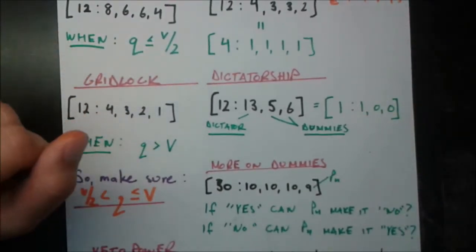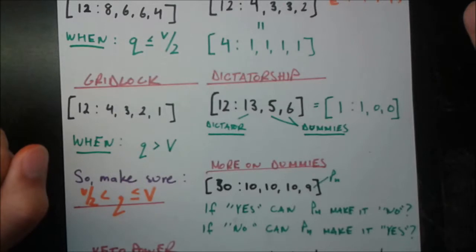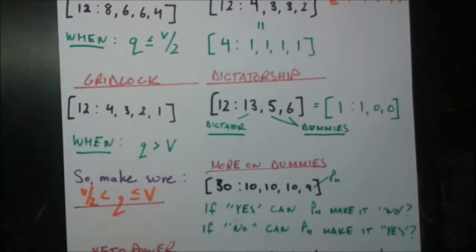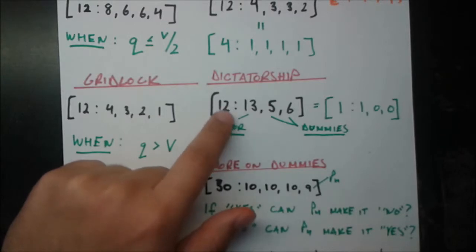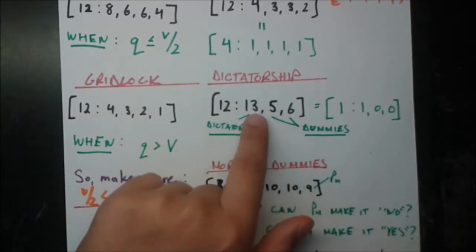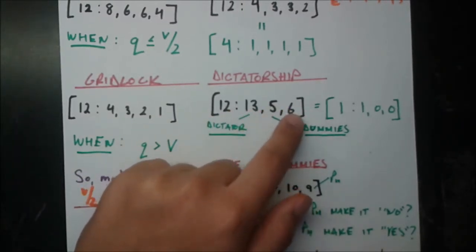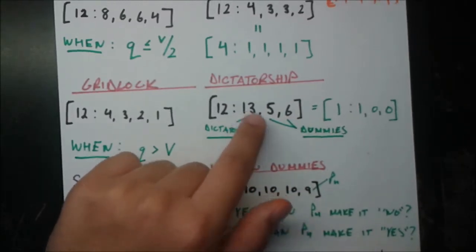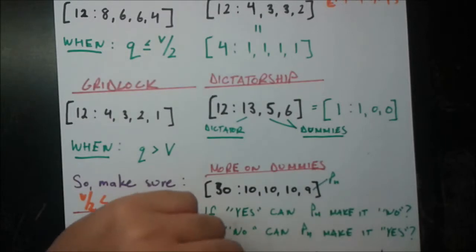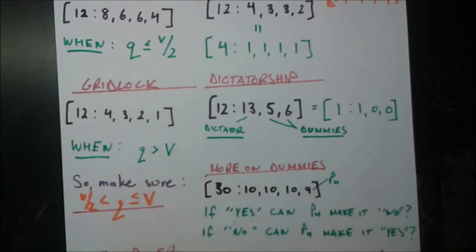The next thing to talk about is a dictatorship. This is where one person has a lot of power, and we'll define what a lot of power means. So the quota here is 12, and we see something weird already. This first person has 13 votes. This next person has 5, this next person has 6. So if this person with 13 votes says yes to the vote, then it's going to pass. He single-handedly can be his own winning coalition.